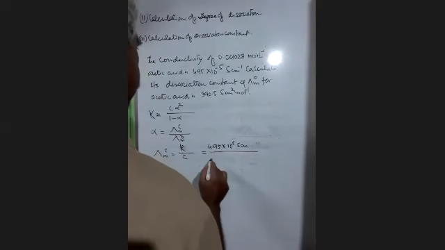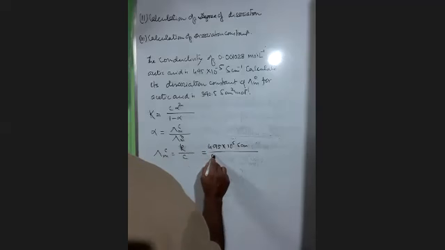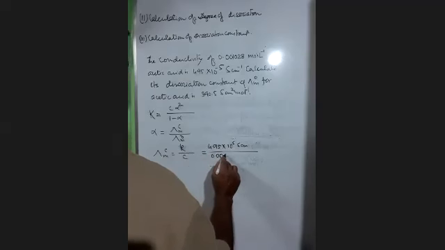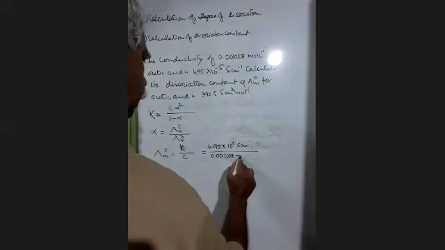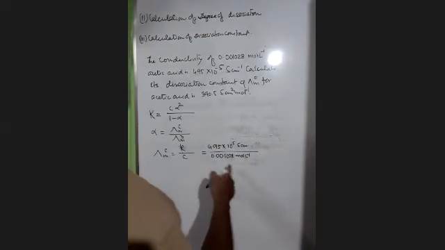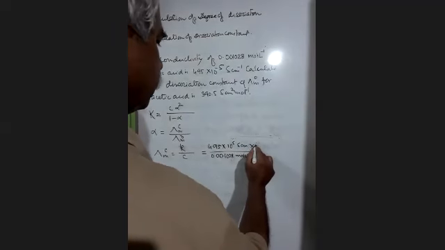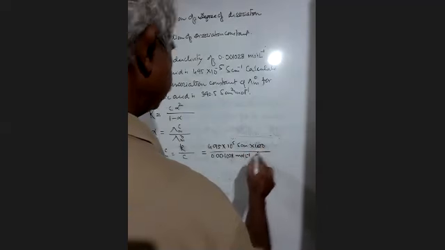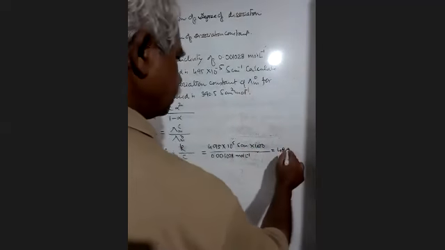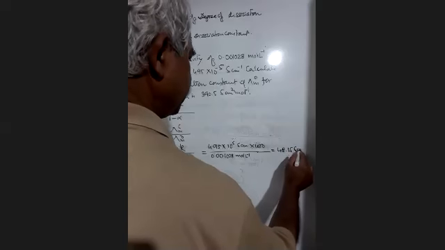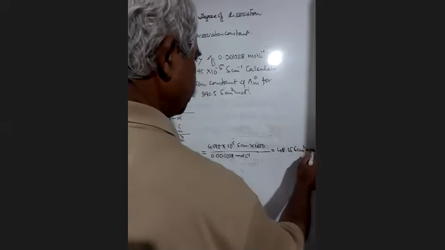Then 0.001028 mole per liter. If you convert it into ml, see, it is per liter, so this 1000 will go up. It will be 1000. It comes to 48.15 Siemens centimeter square mole inverse.